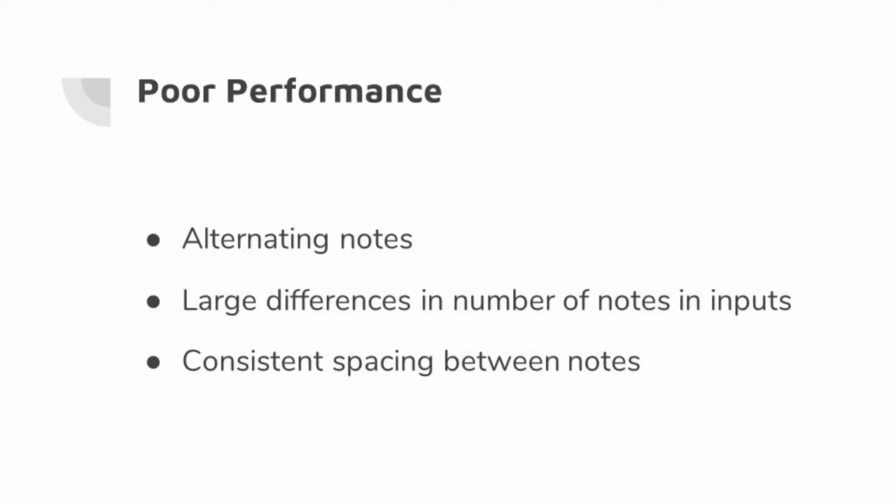Our algorithm struggled to produce good results when there are repeated alternating notes, when beginning and end melodies have a very large difference in the amount of notes, and when there is a consistent spacing between the notes, such as having a space between consecutive notes. The following examples demonstrate when our algorithm performed poorly.